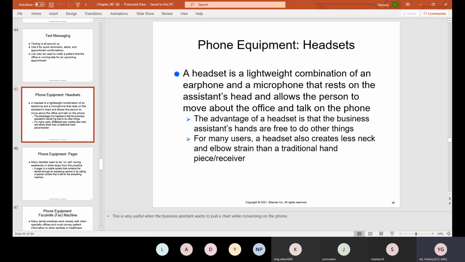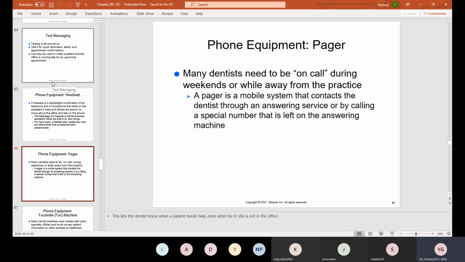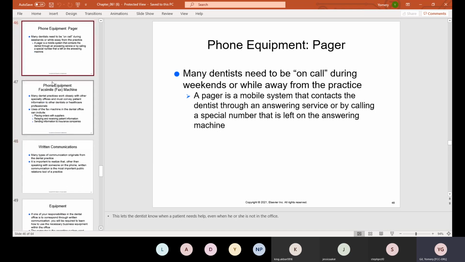Phone equipment, and these include headsets. A headset is a lightweight combination of an earphone and a microphone that rests on the assistant's head and allows the person to move about the office and talk on the phone. The advantage of a headset is that the business assistant's hands are free to do other things. For many users, a headset also creates less neck and elbow strain than a traditional handpiece receiver. And you will see these in some dental offices.